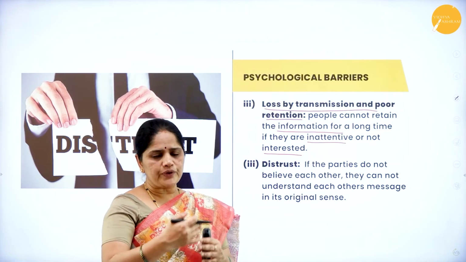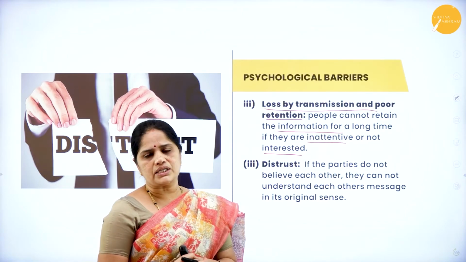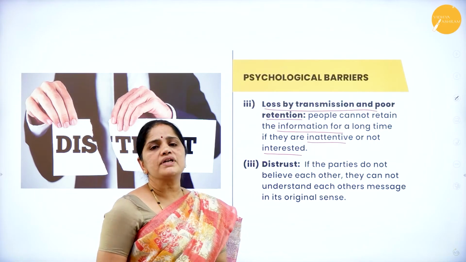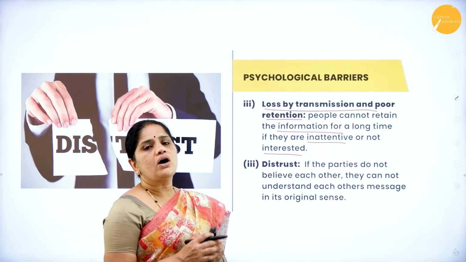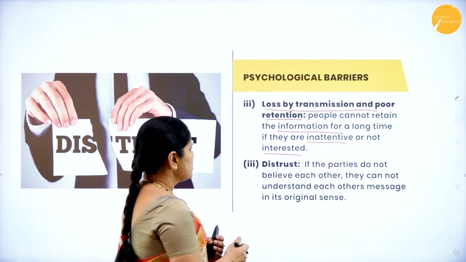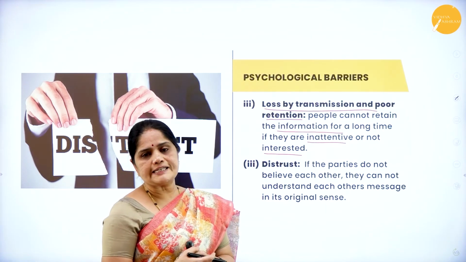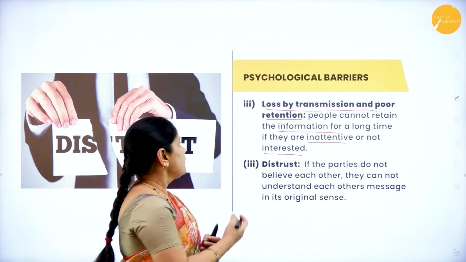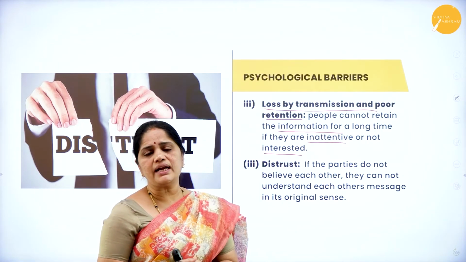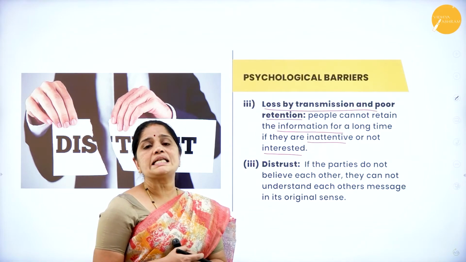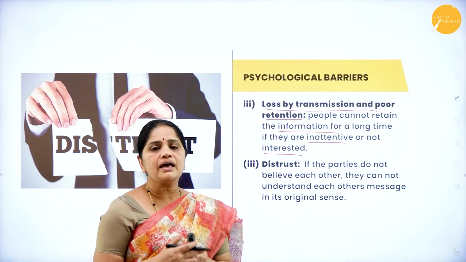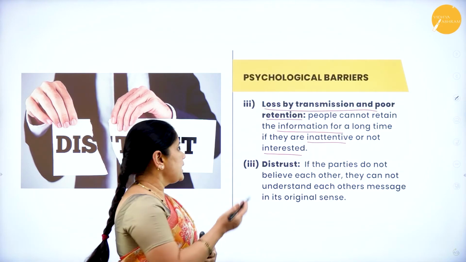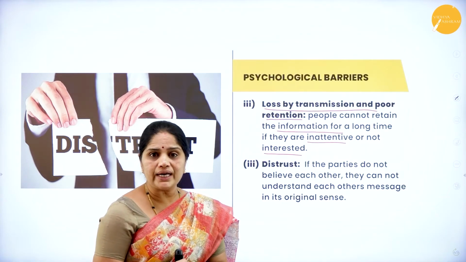So it has to flow through the various levels of the organization, and when it flows through various levels, some of the communication may get distorted, or there may be a loss of words. Whenever the receiver of the communication is not paying much attention to whatever is being told, we call it loss by transmission and poor retention. Sometimes we listen to the message in a half-hearted manner, and we remember one part and forget the next part. This we call loss by transmission and poor retention.